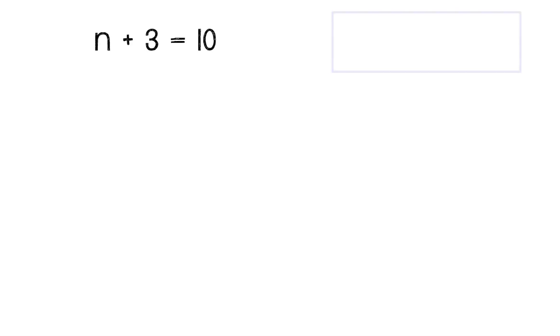First, let's start by solving a simple problem. The question on the top left here says n plus 3 equals 10. The variable is n. The constant is plus 3. The inverse is minus 3. The property of equality states to write it on both sides.